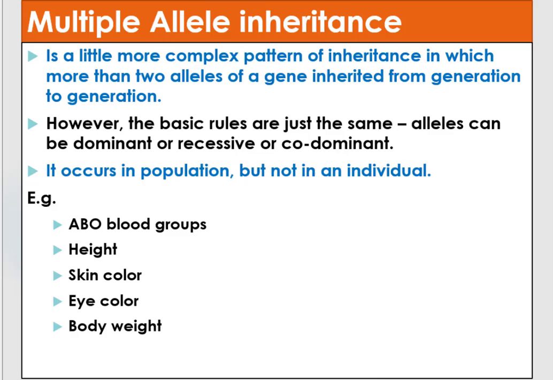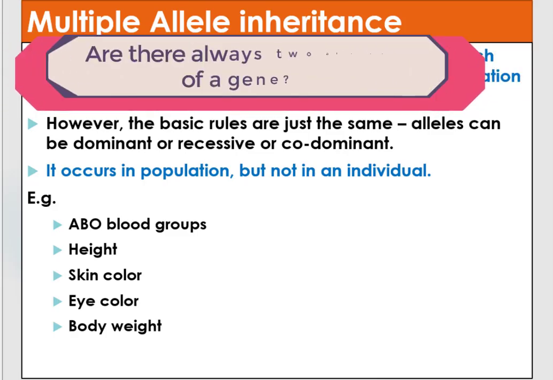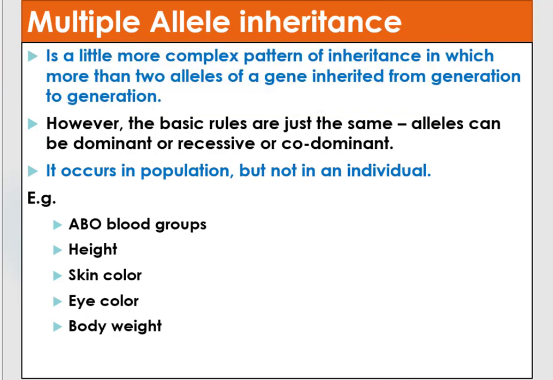Multiple allele inheritance. Are there always two alleles of a gene? Multiple allele inheritance is a little more complex pattern of inheritance in which more than two alleles of a gene are inherited from generation to generation. However, the basic rules are just the same as diallelic inheritance, which means alleles can be dominant or recessive or codominant. Multiple allele inheritance occurs in a population but not in an individual.